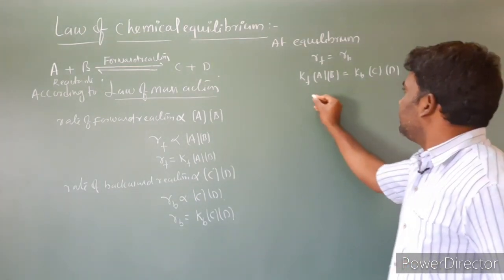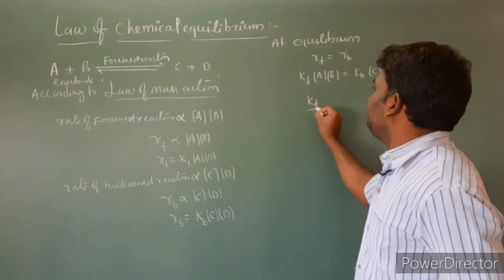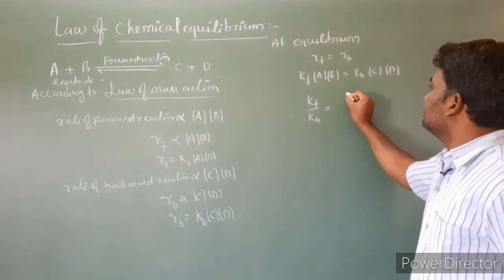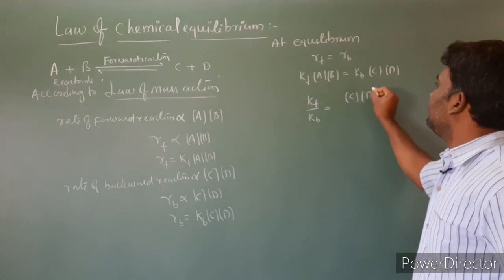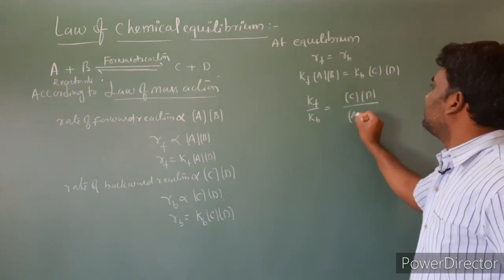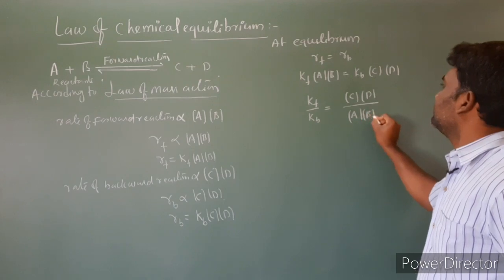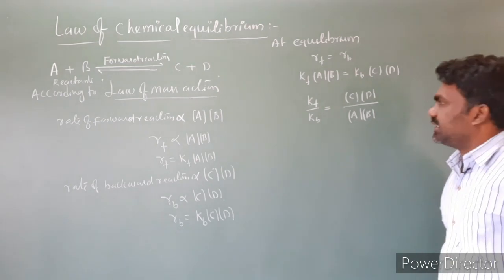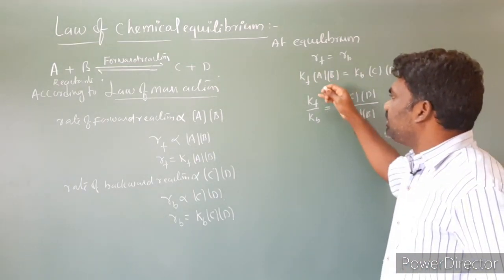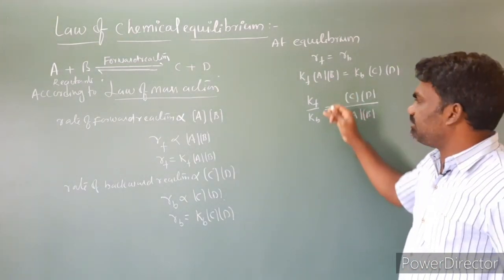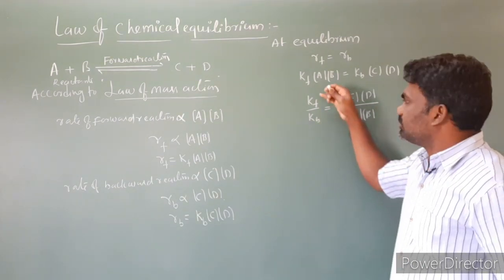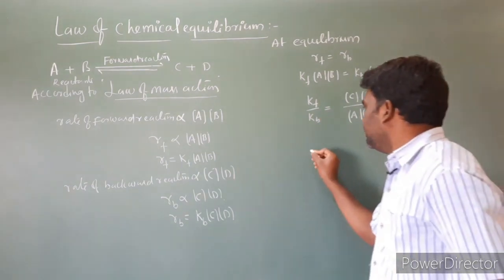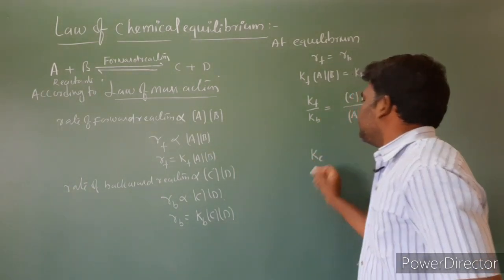Then rearranging the equation, Kf by Kb is equal to C concentration times D concentration by A concentration times B concentration. So it is the product of concentrations of products by the product of concentrations of reactants. Kf is the rate constant of the forward reaction, Kb is the rate constant of the backward reaction. So the ratio of the rate constant of forward reaction and the rate constant of backward reaction at a given temperature is called the equilibrium constant Kc.